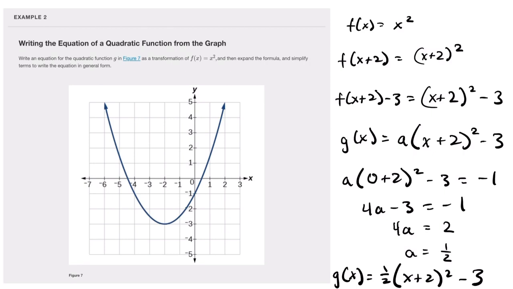Do we have some other clean points? We could do 2. When x is 2, we should get 5. So 2 plus 2 is 4, squared is 16. 16 divided by 2 is 8. Minus 3 is indeed 5, right?